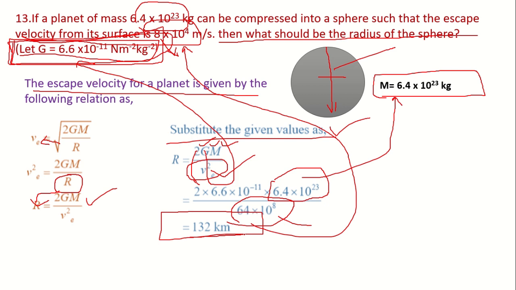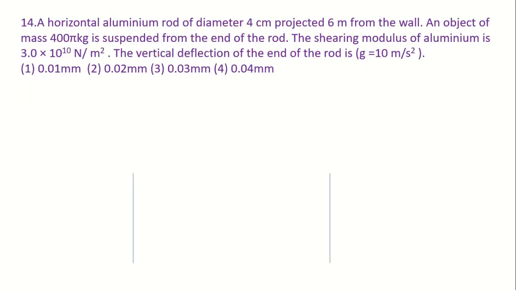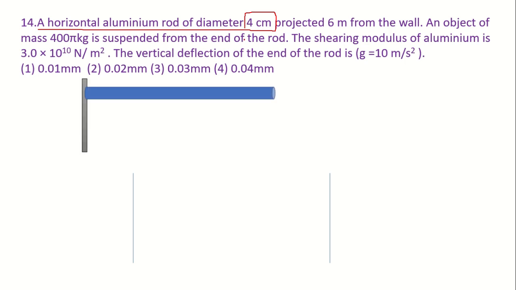Now let us move on to the next question. In this question it is said that a horizontal aluminum rod of 4 centimeters, it means that there is a rod of diameter 4 centimeter, and it is also said that it is projected from the wall. It means that this distance is equal to 6 meters.